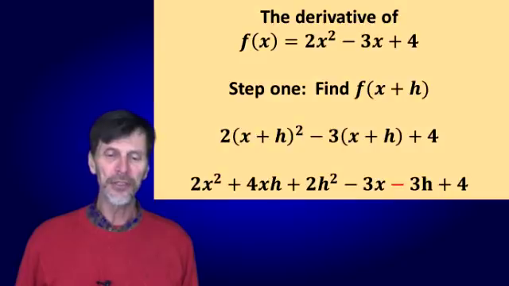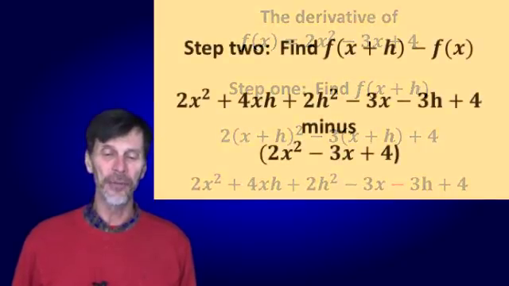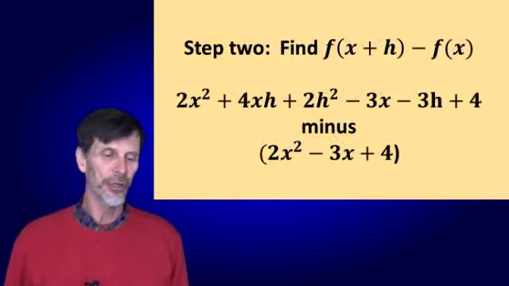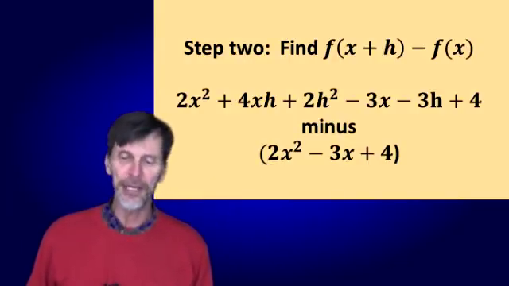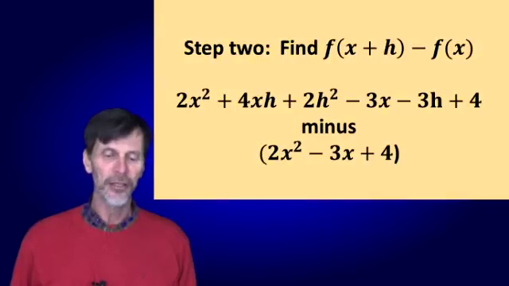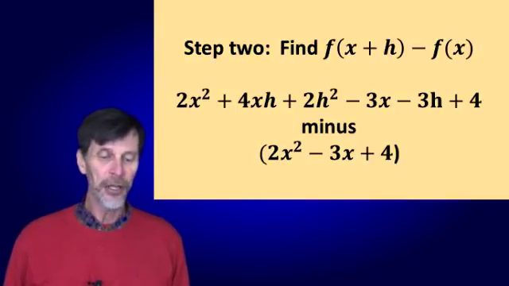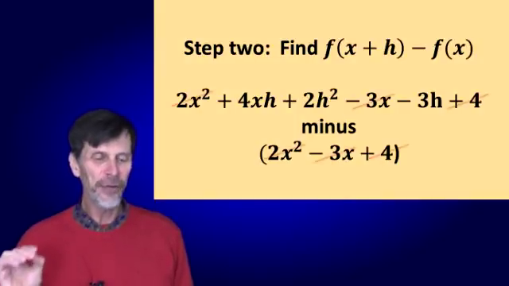Now in step 2, we subtract the original function from the function we just created. So we're going to subtract this 2x squared plus 4xh plus 2h squared minus 3x minus 3h plus 4. Subtract from that the original. And notice I put that second thing in parentheses. We have to be careful. We want to subtract every single term.